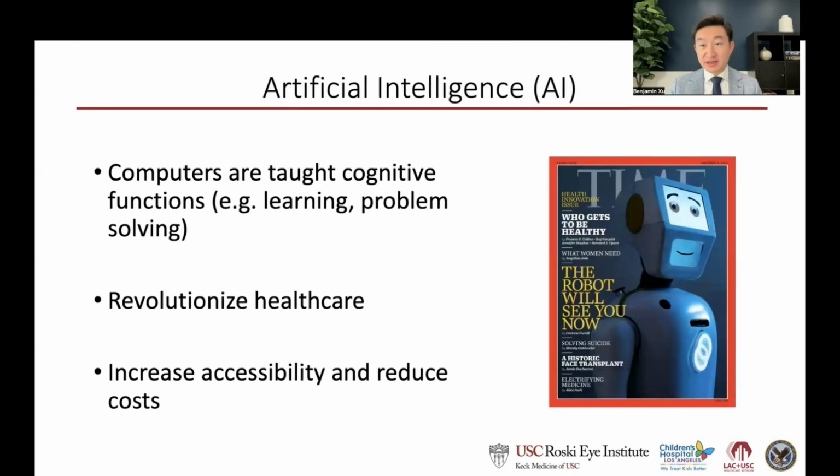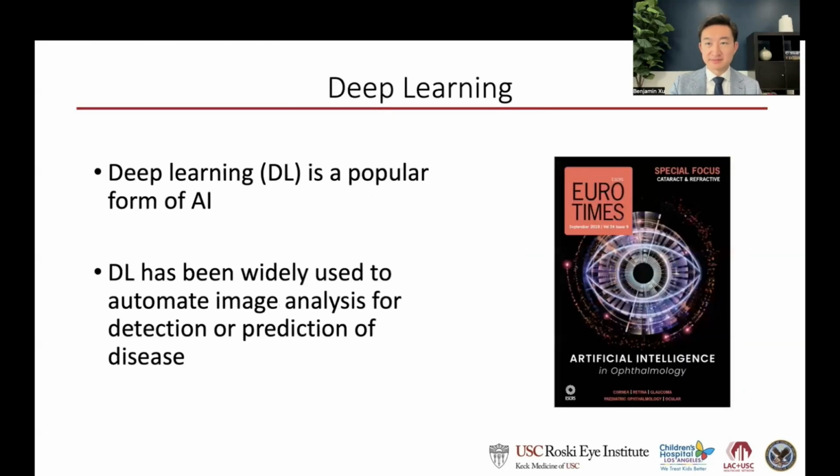Artificial intelligence, or AI, broadly defined, is when computers are taught cognitive functions such as learning and problem solving. AI holds the potential to revolutionize healthcare by increasing accessibility to care and reducing its costs. Deep learning is a popular form of AI. Deep learning has been widely applied to the field of ophthalmology to automate the image analysis for detection or prediction of disease.